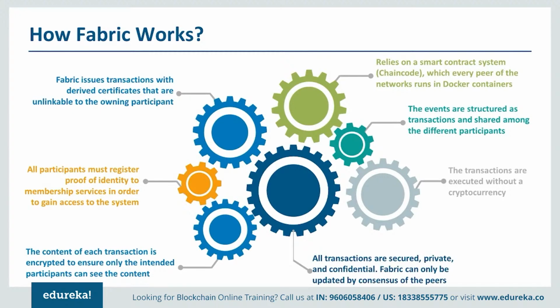Fabric can only be updated by consensus of the peers. The transactions are executed without a cryptocurrency. The events are structured as transactions and shared among the different participants. It relies on the smart contract system where each peer of the network runs in a Docker container.